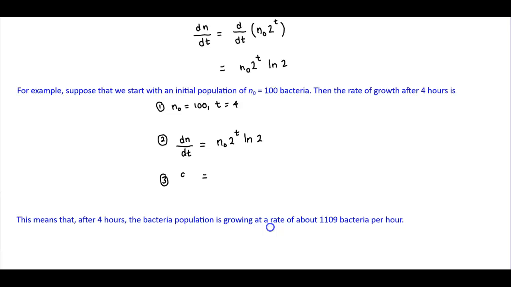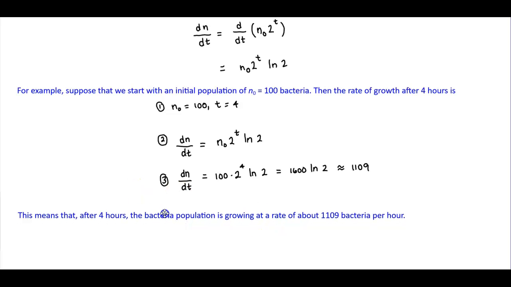So it's going to equal 100 times 2 to the 4th power times the natural log of 2, which becomes 1600 times the natural log of 2, which gives us approximately 1109. So this means that after 4 hours, the bacteria population is growing at a rate of about 1109 bacteria per hour.